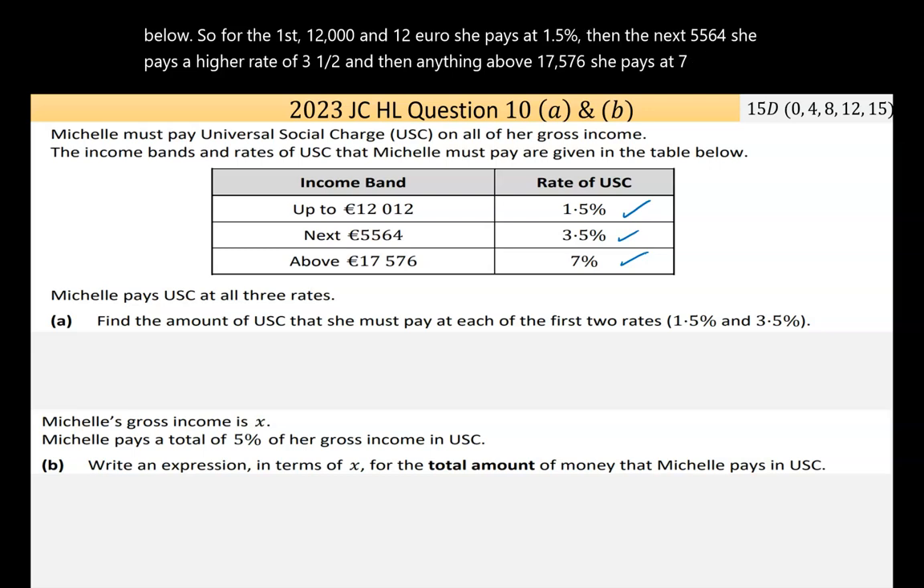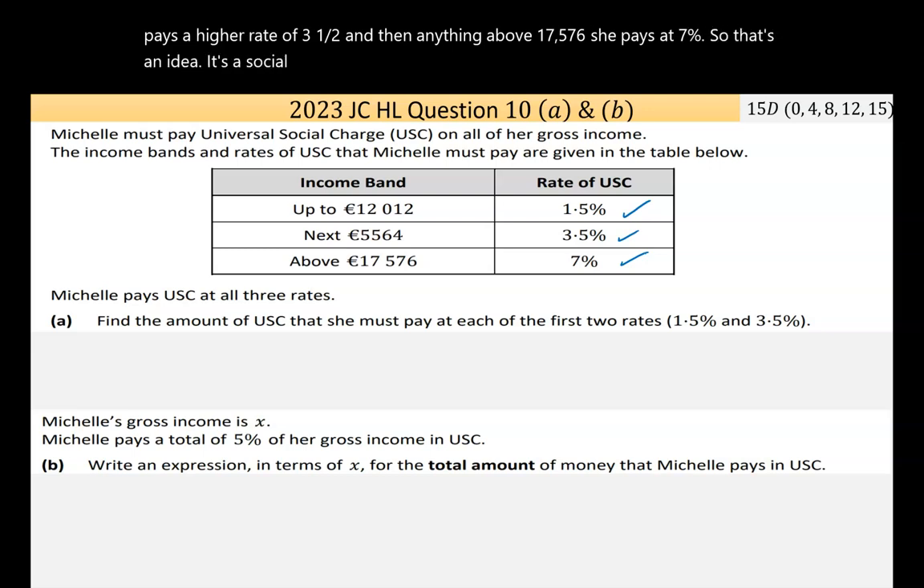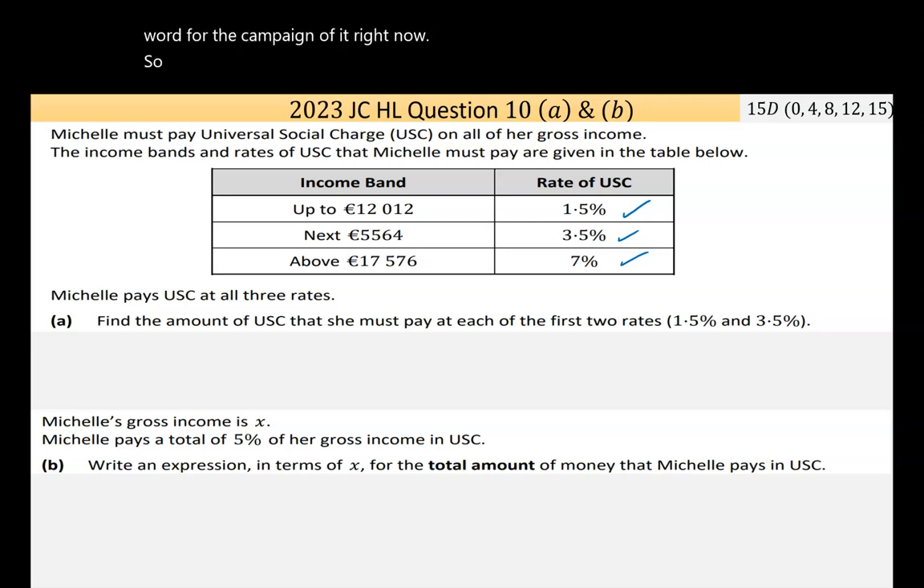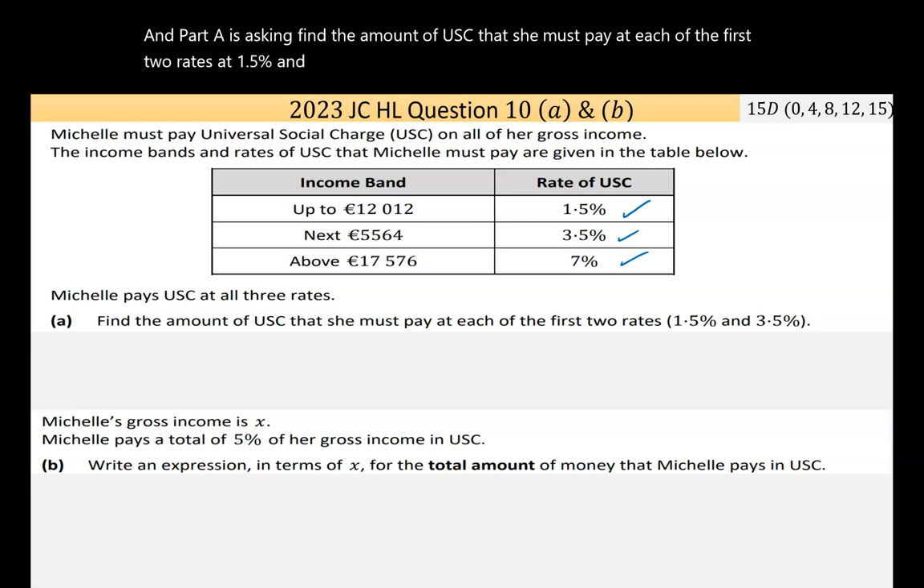So that's an idea of it's a social thing of the more you earn, the more tax you pay. There's some word for it, I can't think of it right now. So Michelle pays USC at all three rates. And part A is asking, find the amount of USC that she must pay at each of the first two rates at 1.5% and 3.5%.